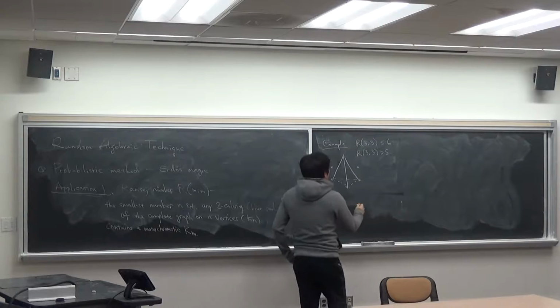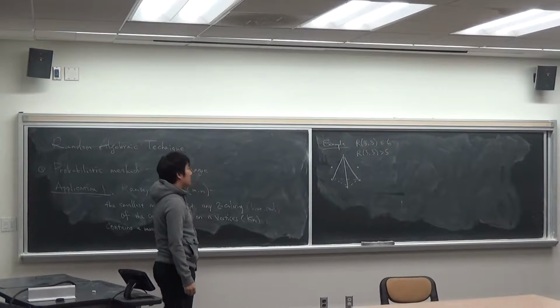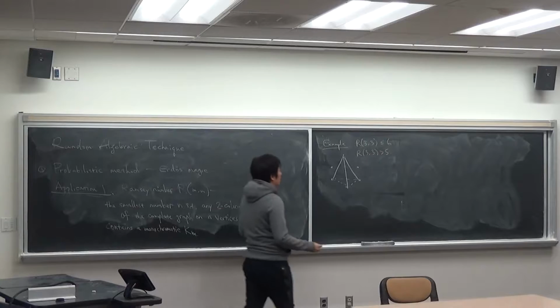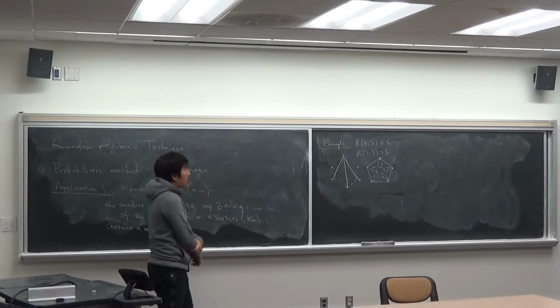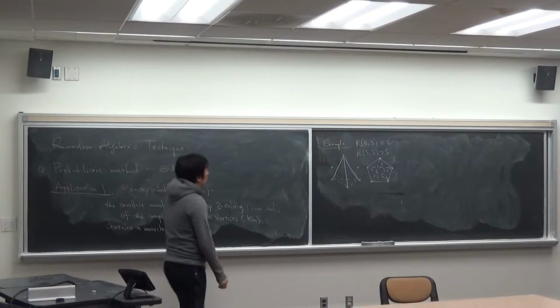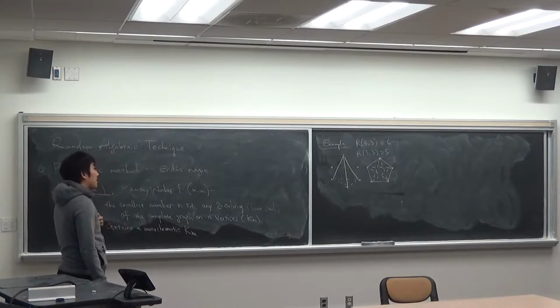To show this, we only need to demonstrate a 2 coloring on K5 such that there is no blue triangle or red triangle. The way to do that is to color all those edges blue, and all these edges red. Inside this graph, you cannot find a red triangle or a blue triangle. Here, I'm going to show you one application of this probabilistic method to show a lower bound for the Ramsey number.